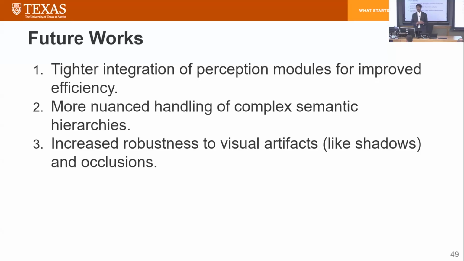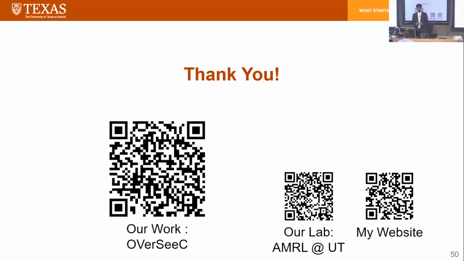First of all, we need a very good tight integration between the perception modules such as the semantic segmentation and the SAM module. The second is we need more nuanced handling of the semantic hierarchies. Lastly, our model is not robust to artifacts like shadows and occlusions, and so we need a module for that. And so, thank you. That was my work.